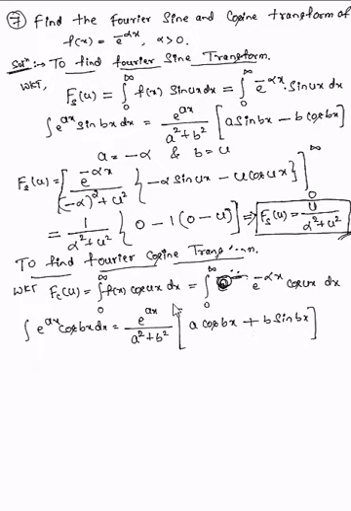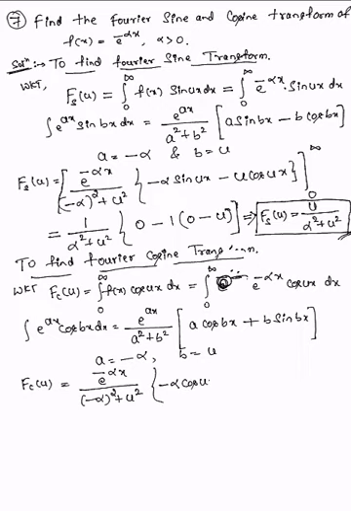Now substitute here. Again same. a is nothing but minus alpha and b is nothing but u. So a is equal to minus alpha and b is nothing but u. So substitute here. We get fc of u is equal to e power minus alpha x by minus alpha whole square plus b square. b square means u square, into a means minus alpha cos b, b is ux, plus b, b means u sin ux. So this is between the limits 0 to infinity.